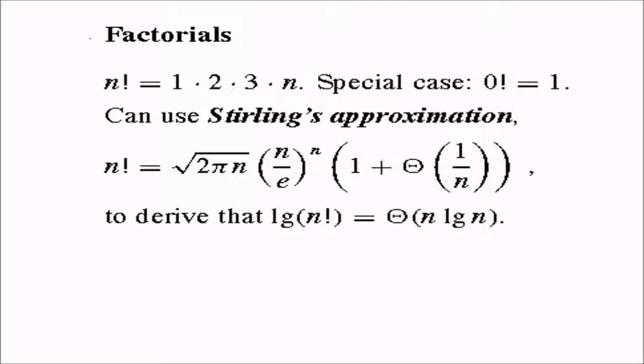Factorial: if we write factorial n, that is equal to the multiplication of 1 to n. We have a special case called factorial 0 that will be equal to 1. And you can also use Stirling's approximation, that is factorial n would be square root of 2 pi n times (n by e) to the power n times (1 plus theta of 1 by n). We can easily derive that log of n factorial will be order of n log n by Stirling's approximation.